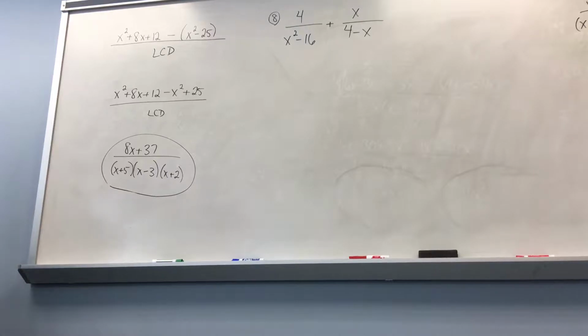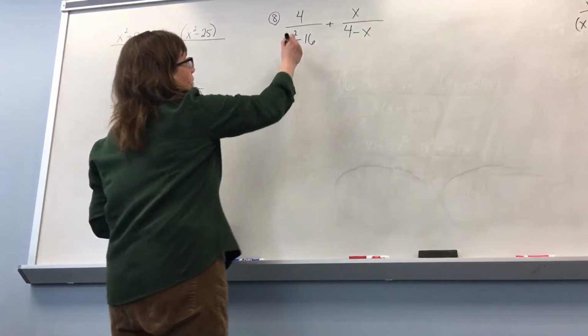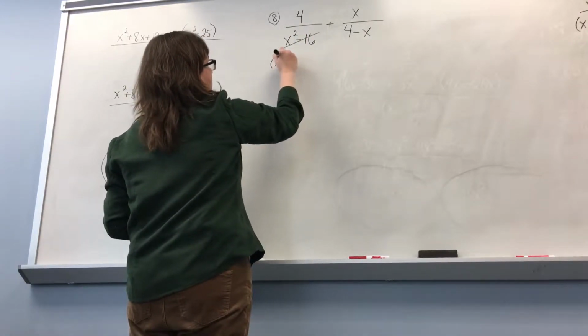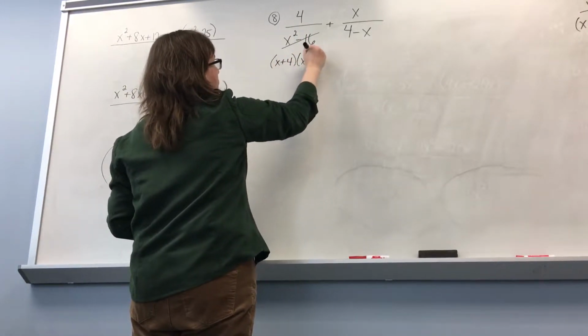Okay, so we have to add these fractions. You can only add and subtract things that are alike. Do we have like fractions? No, not as they are, so we're going to have to make them into like fractions. I'm going to invoke the motto, factor first. X squared minus 16 is a difference of squares. That will factor as x plus 4 times x minus 4.